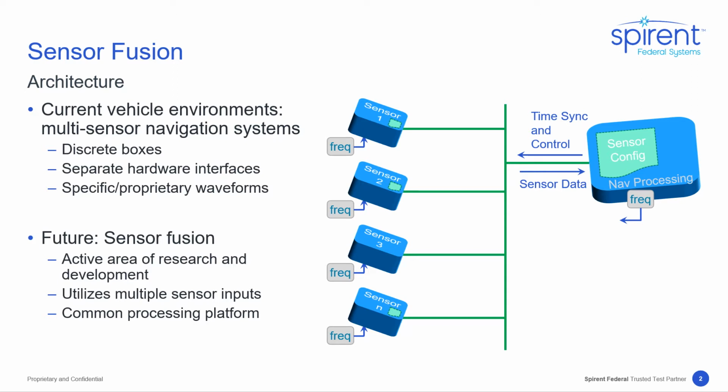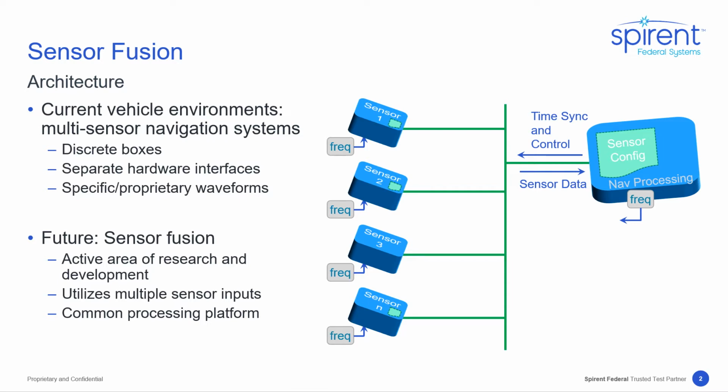Moving away from the purely inertial and barometric simulation capabilities, we will start to look at some of the architectures being employed for sensor fusion. Current military vehicles have a tendency to employ multi-sensor navigation systems utilizing discrete boxes with separate hardware interfaces and specific or proprietary aspects to each device. The electrical interfaces of these devices may include RS-232, 422, 1553, Ethernet, discrete I/O, or synchronization pulses. The overarching navigation processor must then accept, interpret, and process each distinct sensor input.